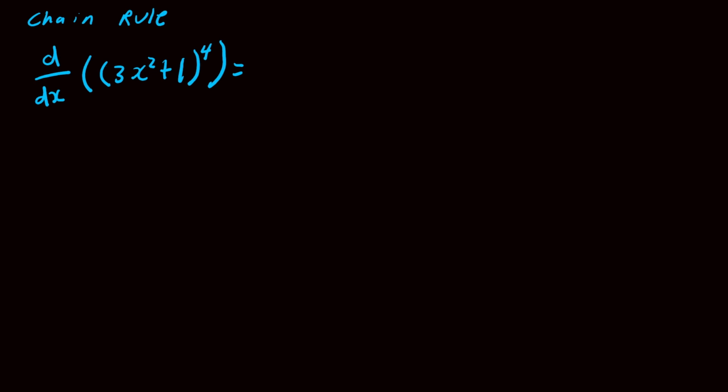So what's the formula for chain rule? Well, we know what the derivative of x to the 4th is. So let's just imagine that this right here is an x, okay? So our formula is going to be f prime of g of x times g prime of x. Okay? So, all this means.